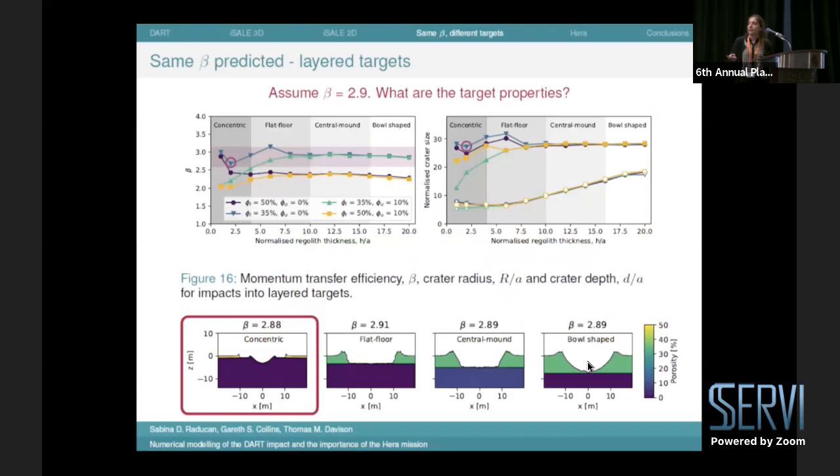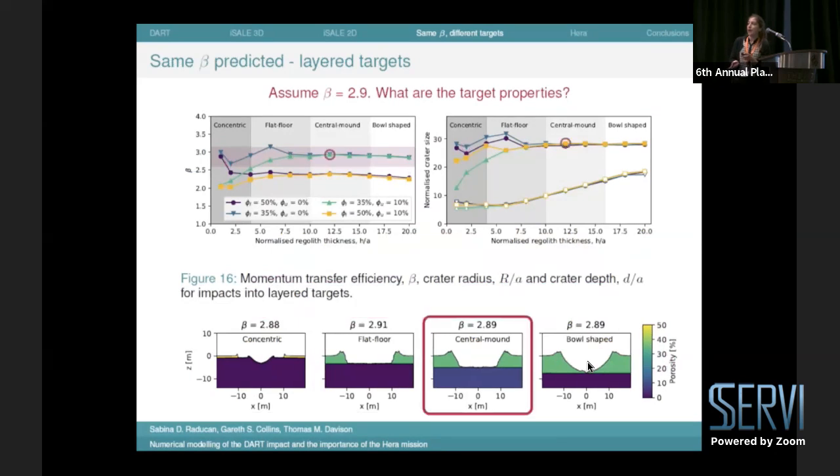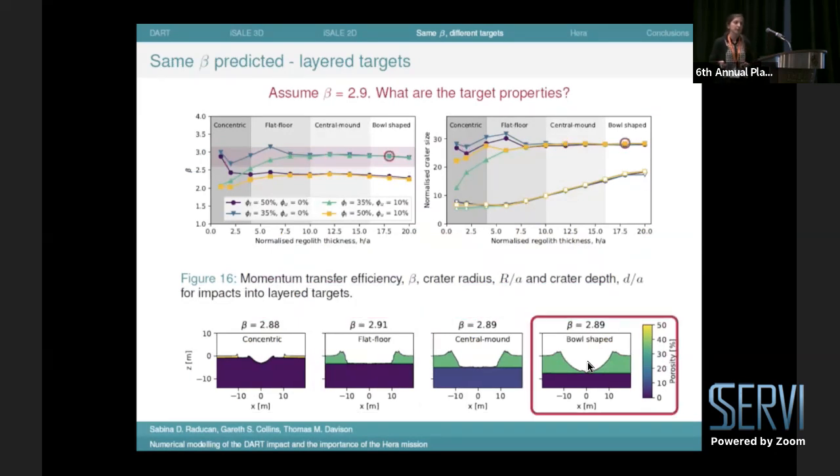If we look at the beta value, here plotted as a function of the regolith thickness for the 4 different porosity configurations, we can see that beta alone is not going to tell us much about the layer structure. If we also know the crater size, that also doesn't help too much. However, these impacts do have different crater morphologies. So if we know the beta, the crater size, and the crater morphology, that would give us an insight into this type of target.